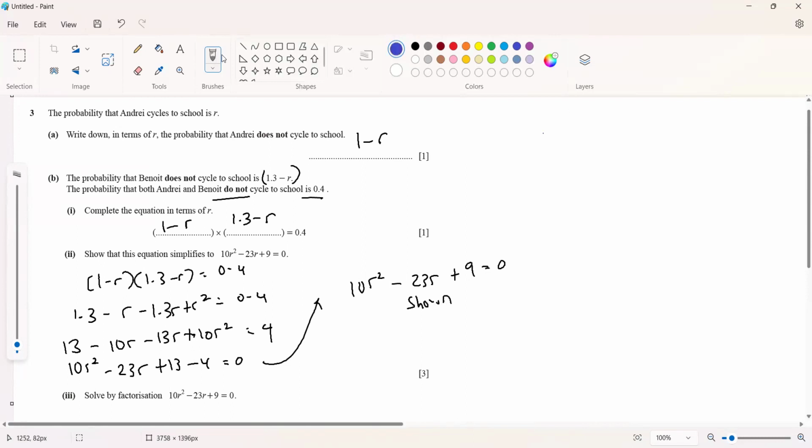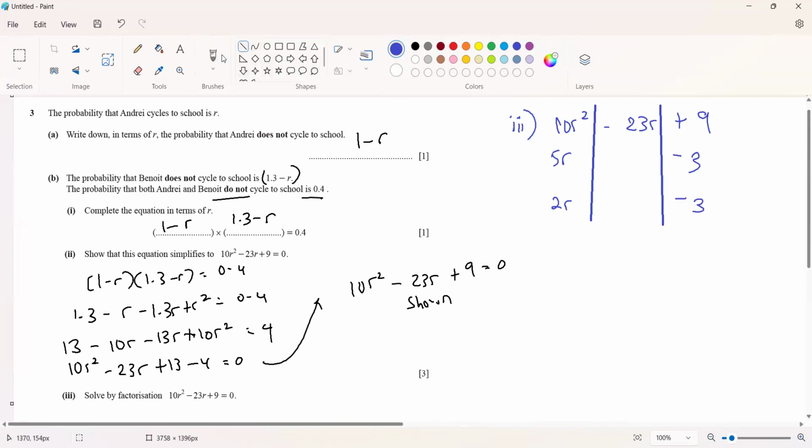So in part 3, they say solve by factorization. Solve by factorization basically means they want a double bracket. You cannot use the quadratic formula for this case. So from here, we can do the cross method, 10R squared minus 23R plus 9. And then we can work it out from here. So we can take a few test values. So I can assume this is 5R and 2R. And then I can assume this is 3 and 3 as well. Maybe -3, because the middle value is negative.